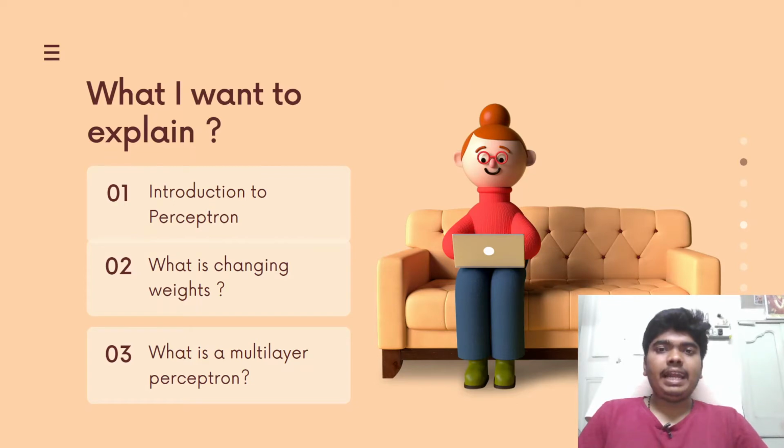Directly getting into a multi-layer perceptron doesn't make any sense. So I want to divide the whole video into three parts: introduction to perceptron, what is changing weights, and what is a multi-layer perceptron. If you are perfect with these two, then the third one will be easier. That's the reason I am making this video in three parts.